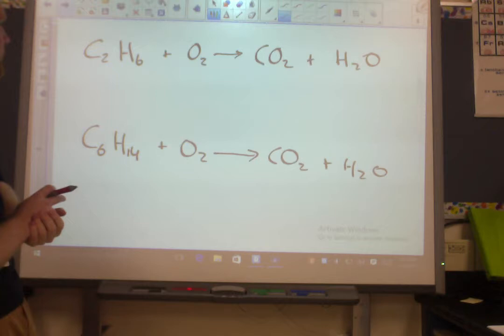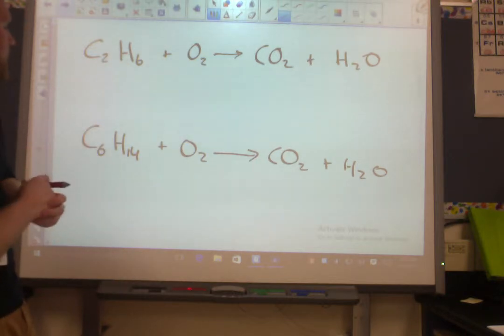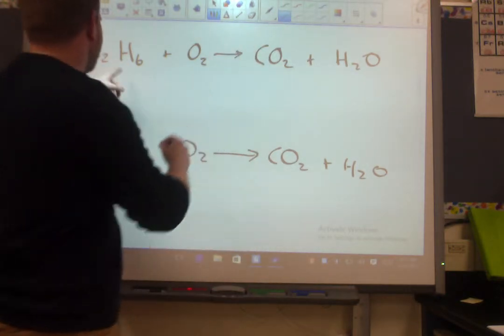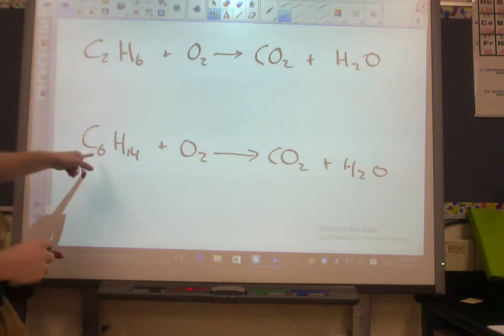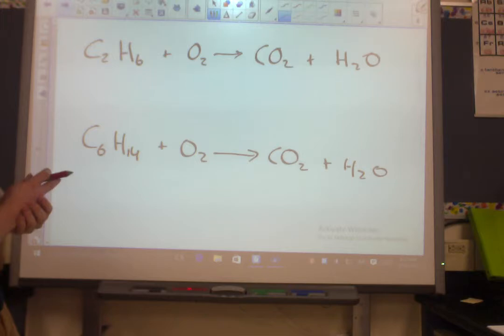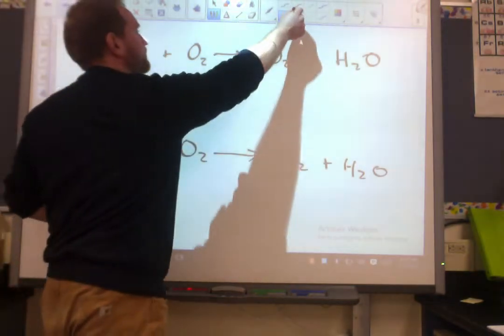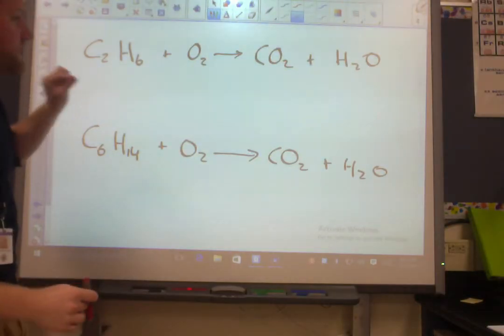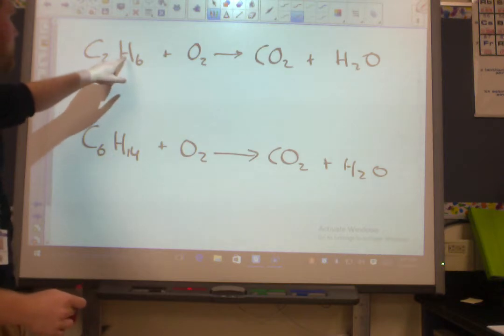So here are 2 examples here. This is C2H6. So this would be ethane. This one is hexane, just based on the number of carbons there. So let's do this top example first. All right, so H, then C, then O. So H6.